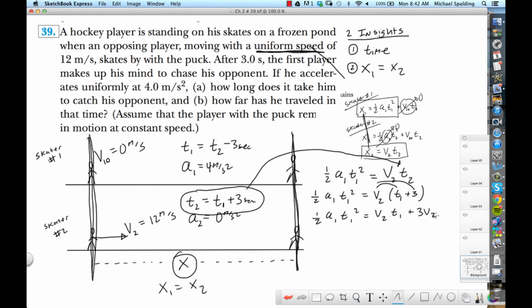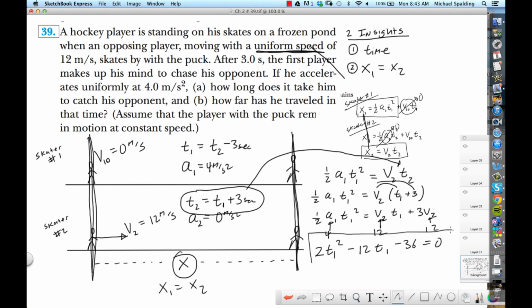Okay, at this point, let's go ahead and plug the numbers in. What is a1? a1 is 4. And you could leave units off here. The units are all in agreement. I think it'd be easier to leave the units out. Not every physics teacher would agree with that, but I say it's okay. v2 is 12. So what we're going to get here is a quadratic. When you simplify this down, you get 2t1 squared minus 12t1 minus 36 equals 0.